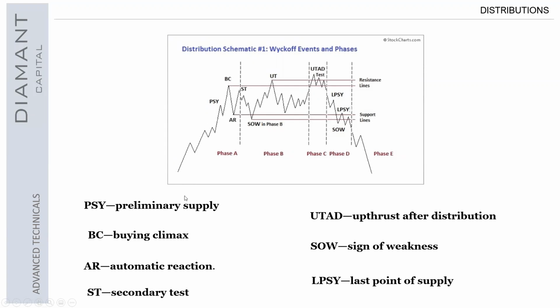Now, what we start to see is the automatic rally, of course, down, secondary test up. So price is still consolidating within here. So you have no confirmation of any bearish structure at the moment. Then once this happens, you start to see a sign of weakness in phase B. So what that may be is a slight break of structure down.